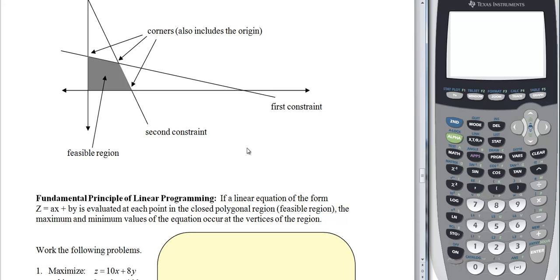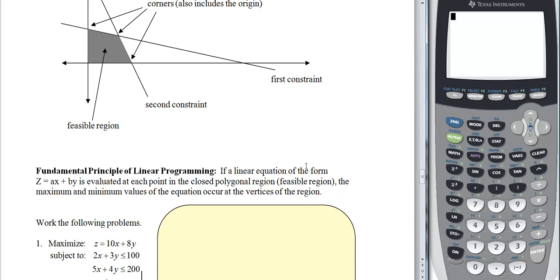So the fundamental principle of linear programming: if a linear equation of the form z equals ax plus by is evaluated at each point in the closed polygonal region, which is my feasible region, the maximum and minimum values of the equation occur at the vertices of the region, or the corners. So what that is saying, if I have to find a maximum or minimum value, it's going to occur at my corner points. And this is why you were asked to list them in the last section.